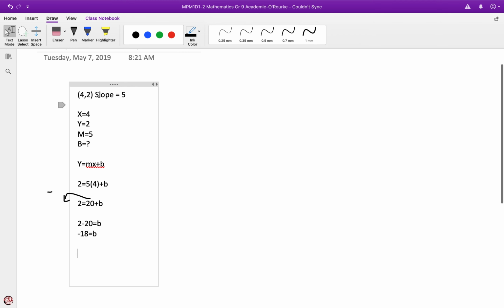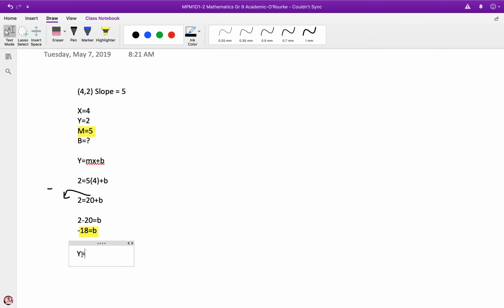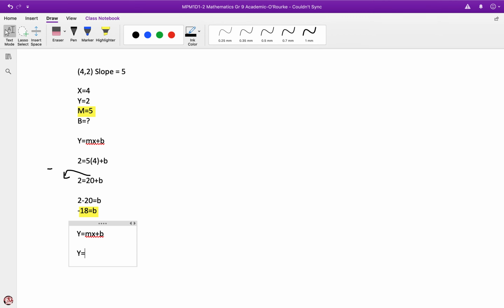So therefore we have our m value, we have our b value, and we're just going to go back into the linear equation, y equals mx plus b, and we'll plug in what we know. So it's going to be y equals, our slope was 5, and our y-intercept is negative 18. So there is the first one. Now I realized that was kind of fast, so let's do another one.